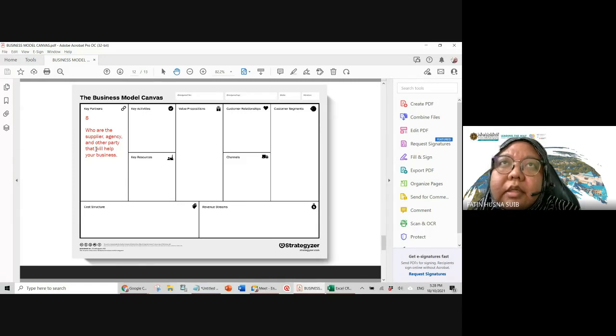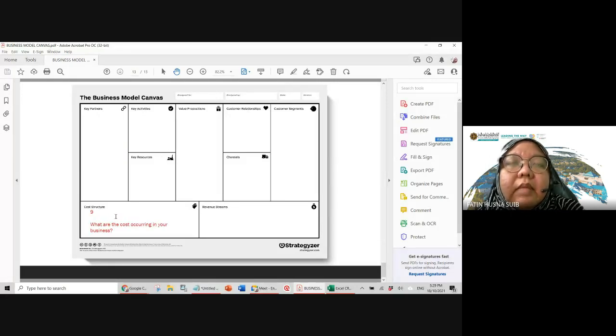For example, if you are using JNT or Poslaju, you put them under key partners. DHL, anything that relates to your delivery. If you don't have that, no need to put it. So that's key partners.